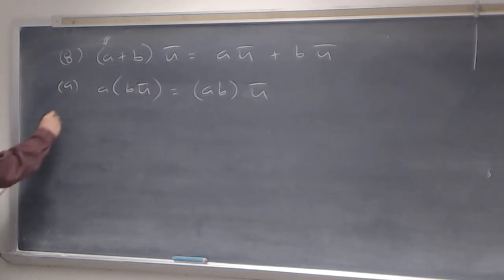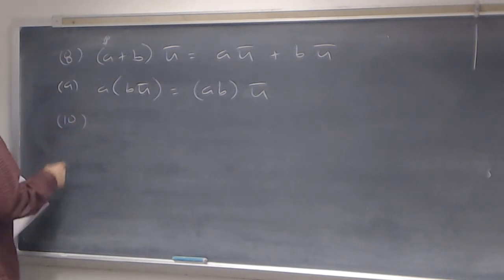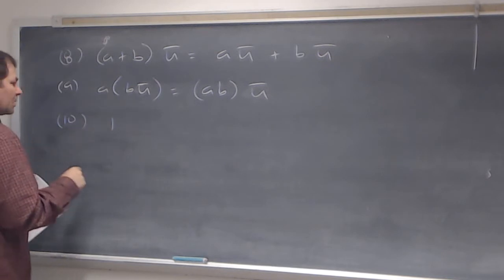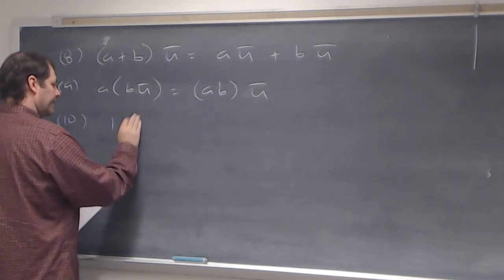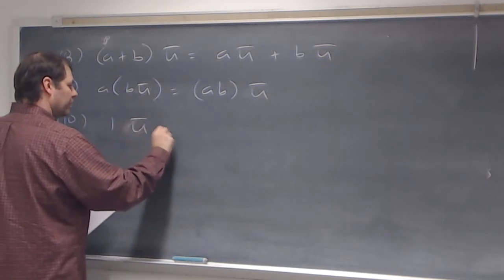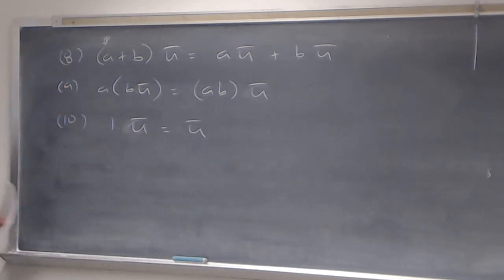And then finally, since F is a field that has this element 1, if you multiply that by a vector u, you just get the vector u with the scalar multiplication. So that's what it means to be a vector space over a field. Your set satisfies these 10 properties.